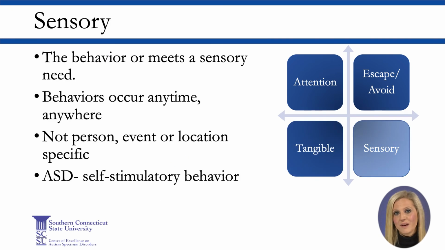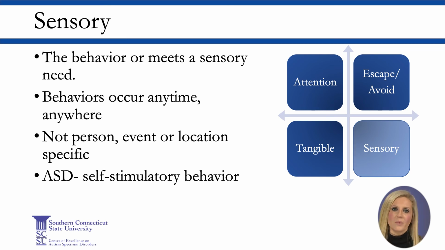Lastly, we have sensory maintained behavior. So what we know about sensory maintained behavior is that it meets a particular sensory need. So whether it be decreasing or increasing sensory input or access to such, we understand that sensory maintained behavior can occur at any time, anywhere throughout the day, and often occurs in multiple areas or at multiple times of the day. We say it's indiscriminate, so it happens across most of the day. Sensory maintained behavior is not person, event, or location specific, but rather most often, not all the time, but most often it occurs in a variety of locations surrounding a variety of events or a variety of people.